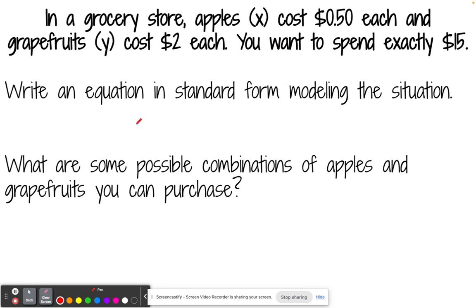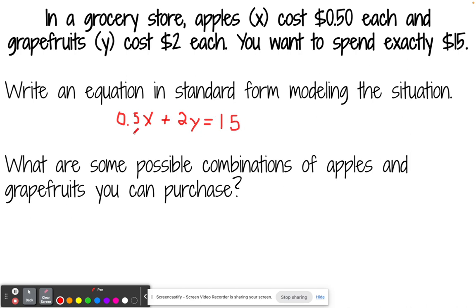If each apple, x apples, costs 50 cents, so 0.5 or 0.50, and each grapefruit costs $2, so 2y would tell me my total cost of grapefruits, and I want my total to be exactly $15. What are some possible combinations?